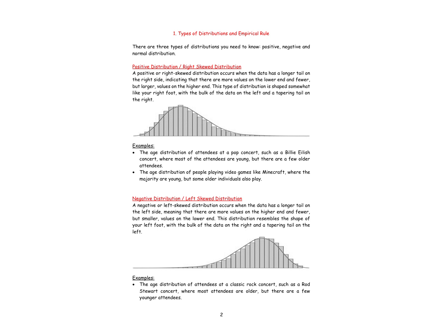Examples of positive distributions would be the age distribution of attendees at a pop concert such as Billie Eilish or Sabrina Carpenter, where most of the attendees are young, but there are a few older attendees, for example, parents of some of the attendees, or even just people who are older who like those particular types of artists. However, the most important thing to note is that at a Sabrina Carpenter or Billie Eilish concert, it's most likely going to be younger members there.